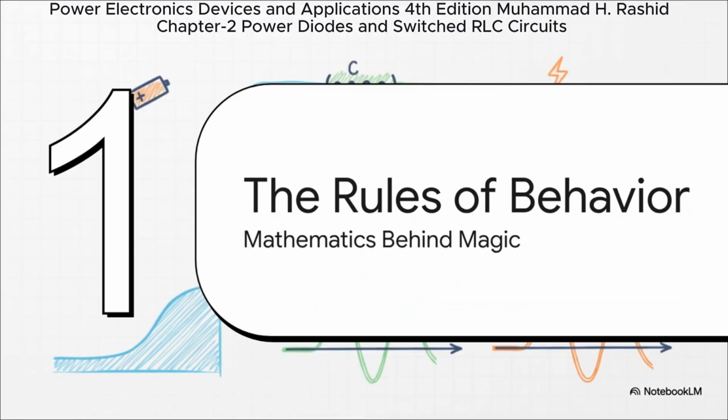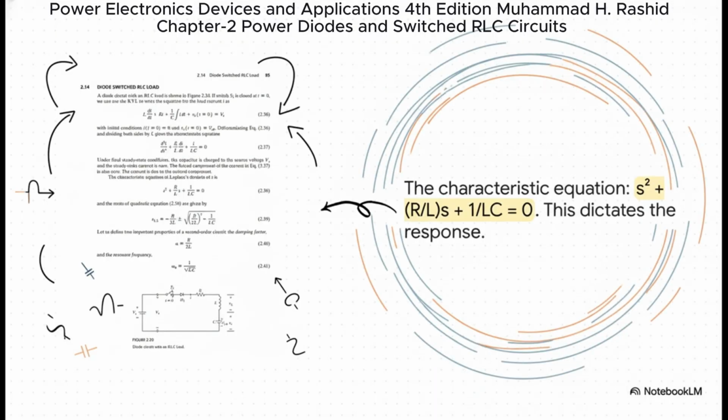You know, every system in the universe follows a set of rules. And for this RLC circuit, those rules just happen to be written in the language of math. So let's take a look. Now, don't let this equation scare you off. Seriously, all it is is the official rule book for our circuit. It's the blueprint that tells us exactly how the current is going to behave over time. If we can solve this, we can predict everything about the circuit's personality.